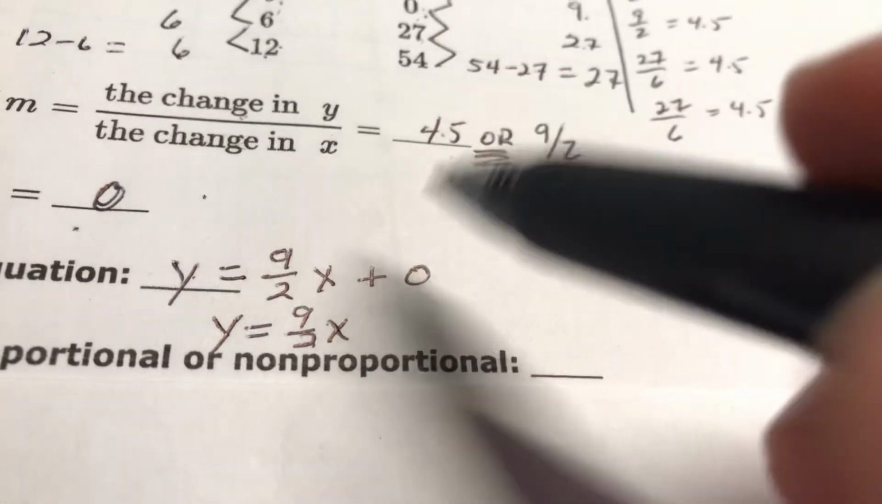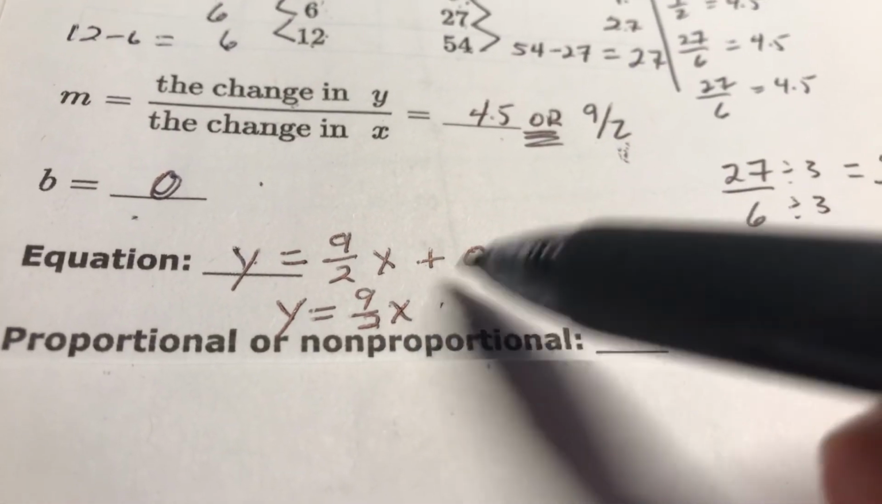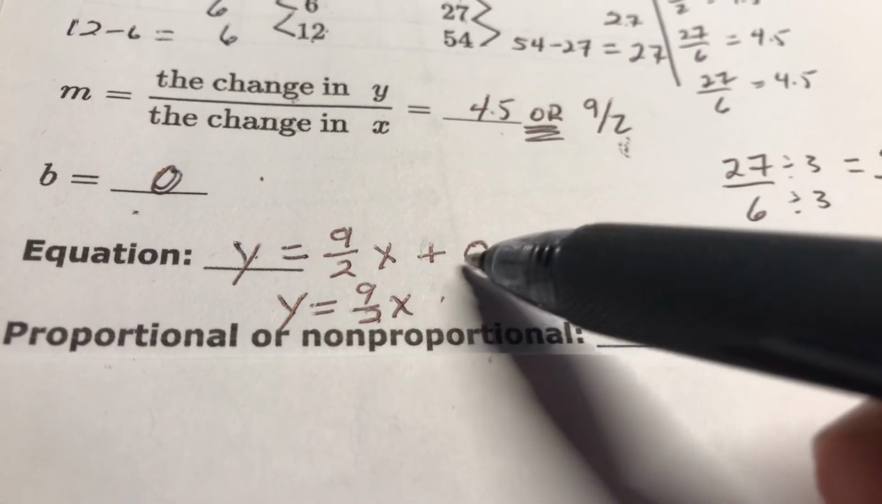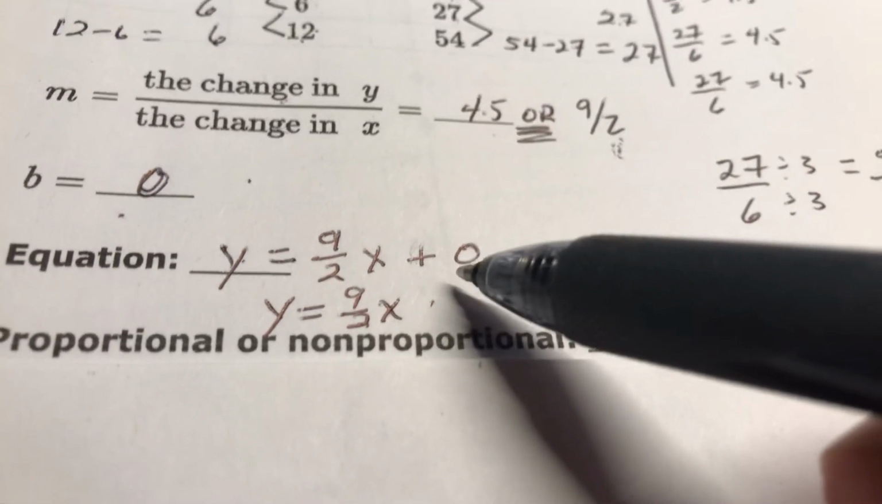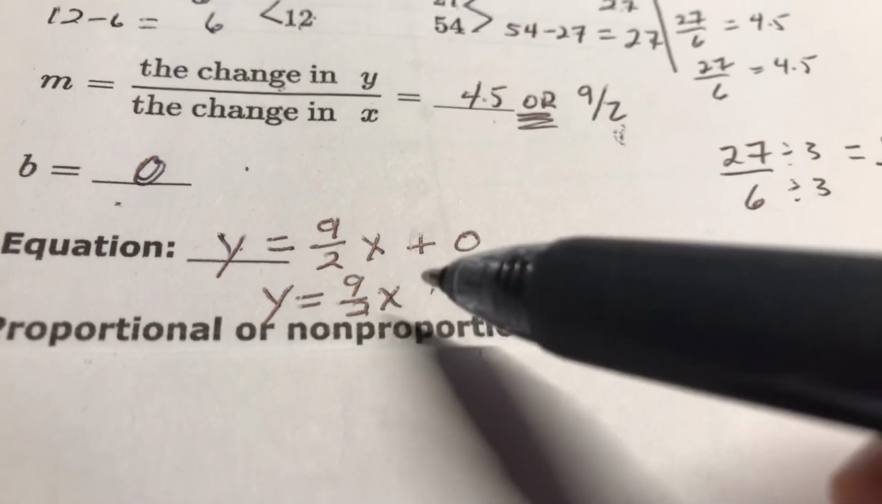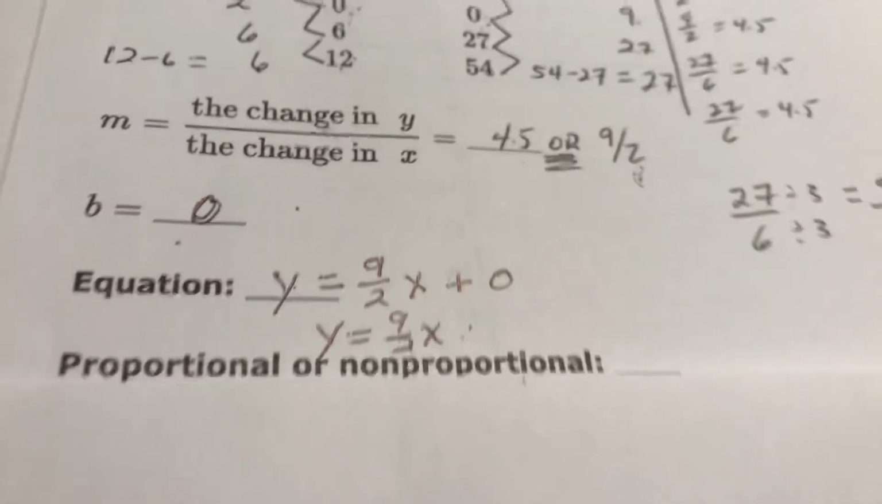So like I said in the last two problems, is it proportional or non-proportional? There's no number added, right? 0 is a number, but it's not a number we care about. Poor 0, it's sad all the time. Anyway, there's nothing there. If there's nothing there, then it's proportional.